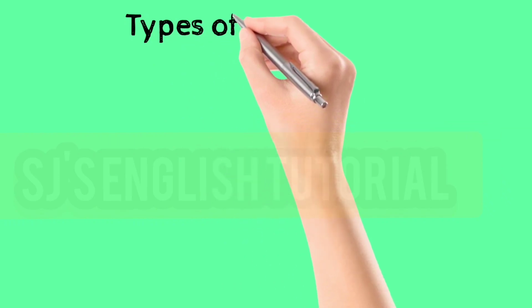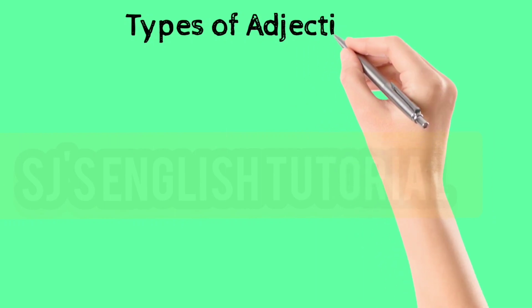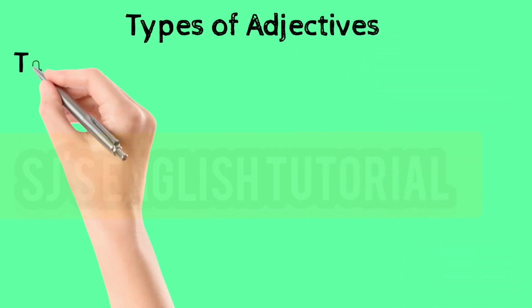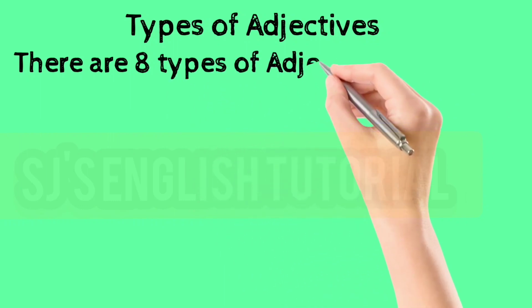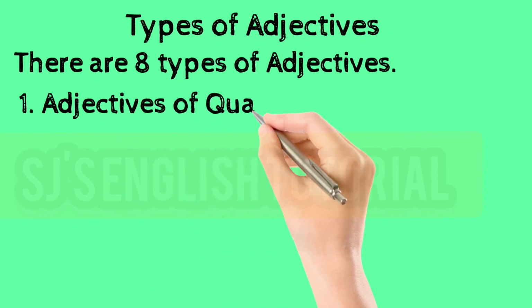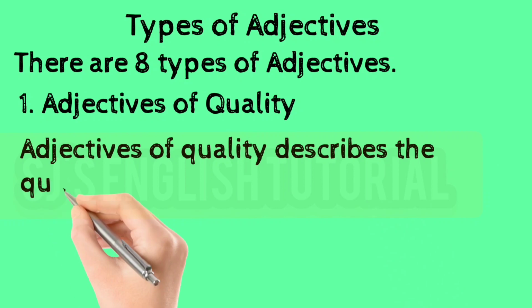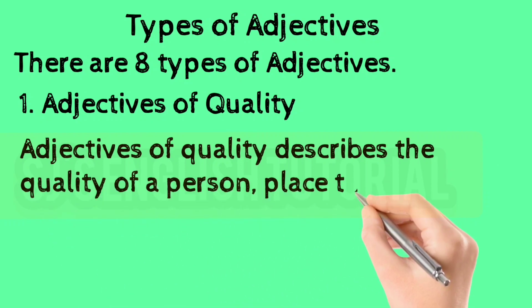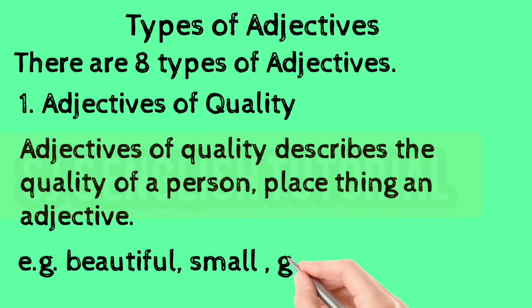The first one is adjectives of quality. Adjectives of quality describe the quality of a person, a place or a thing. See the examples here. Beautiful, small, good. Let us use them in a sentence. She is a beautiful girl. It is a small toy. He is a good dancer. Here, beautiful describes the girl, small describes the toy, and good describes him.